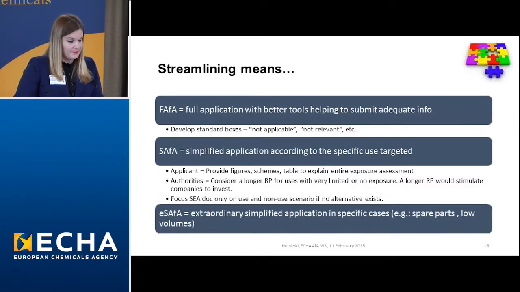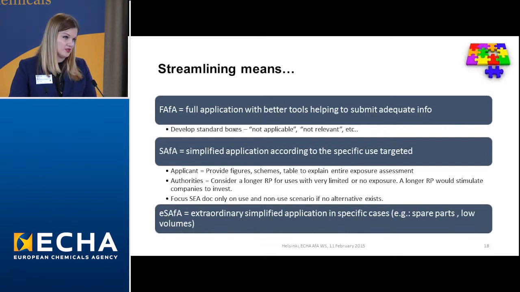So what else does streamlining mean? Well, for the applications that are full applications, we could potentially recommend that better tools could be developed to help us with the process. For example, for the sections that may not be relevant, or not applicable to the applicant, maybe we can have standard boxes developed for that. For the simplified application, according to the specific use targeted, we thought of maybe the applicants could submit figures, schemes, or perhaps a table to explain the entire exposure assessment. And the authorities could perhaps consider a better review period for these substances, considering there could be limited exposure or perhaps no exposure of these substances.